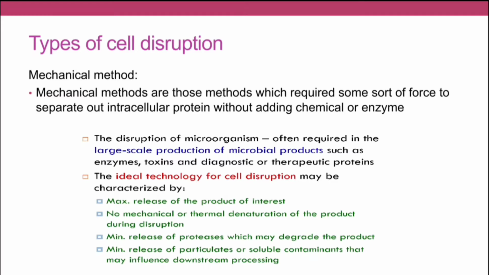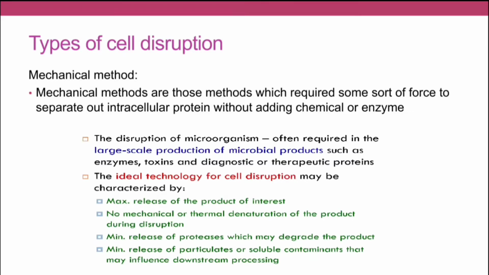Okay, mechanical method typically means, for example, to remove a tree, we don't use any alkaline treatment or any chemical treatment. We use saws and axes for cutting the trees. This is the mechanical method. So for cell disruption also, various mechanical methods can be used.